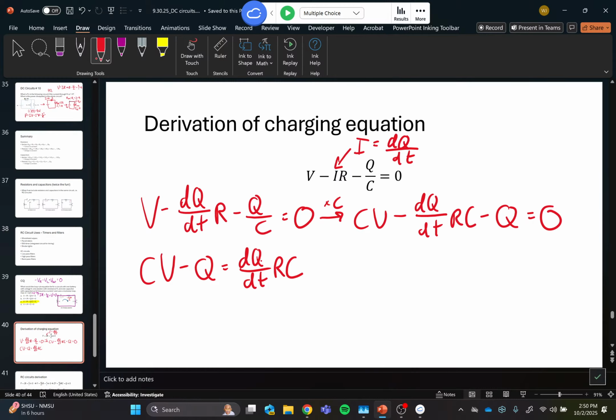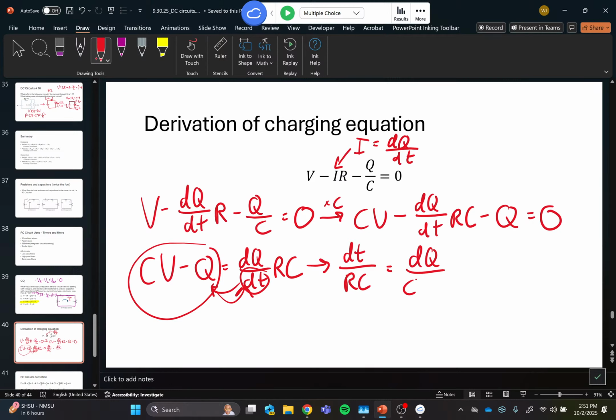All right, cool. I need to get this dt to the other side, and I want to get this q to this side. So I'm going to kick this dt over here, and I'm also going to kick this RC over. So I'm going to get dt over RC. I just moved that to the other side, divided by RC, multiplied by dt, equals dq over CV minus q. I'm just doing algebra. No step here has been anything crazy. Now what am I going to do?